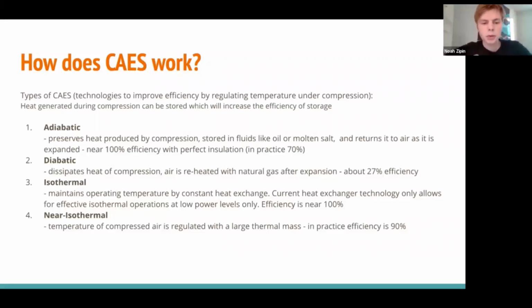The third method is isothermal, in which the operating temperature is maintained by means of a heat exchanger. So the current heat exchanger technology isn't optimized for something like this. Usually they're using it in a vehicle or something. So compressed air energy storage systems by means of isothermal can only operate at low power levels, but the energy efficiency is very, very good. And near isothermal is a method in which the heat is conducted to a large thermal mass that has a low thermal conductivity, and the operating temperature is maintained that way. So that's also very efficient, about 9%.